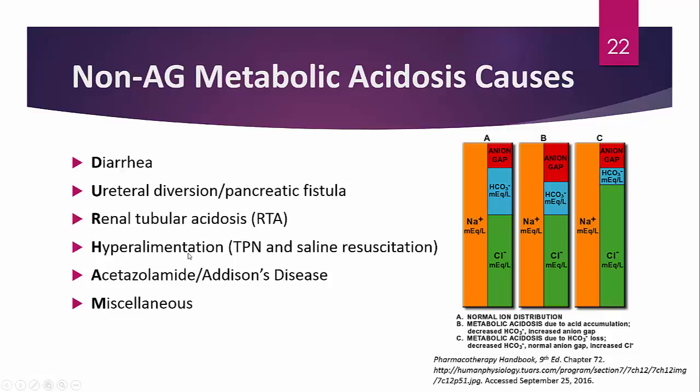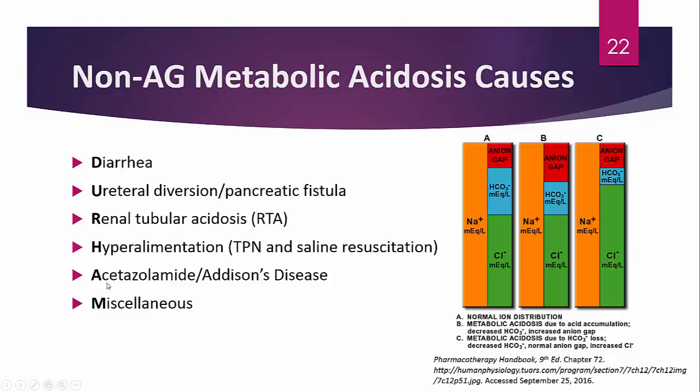Hyperalimentation, or overfeeding with TPN, total parenteral nutrition, as well as saline resuscitation. So if you think about what TPN and saline include, those include chloride-rich solutions. And chloride is one of those other substances in the body that can influence acid-base balance, as chloride is one of our endogenous acids. Acetazolamide and Addison's disease can also cause a non-anion gap metabolic acidosis.